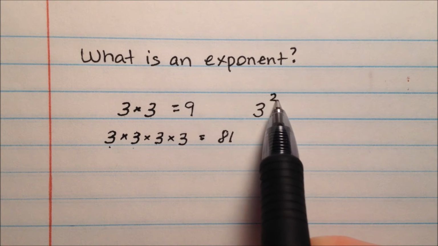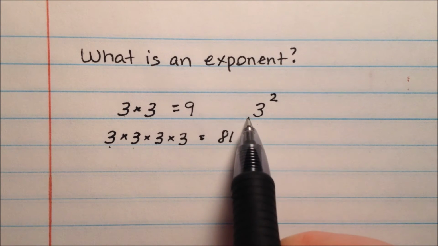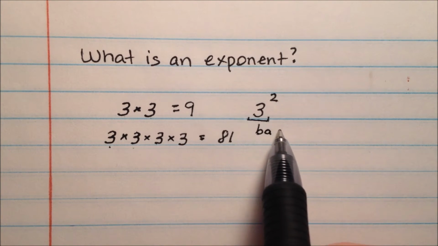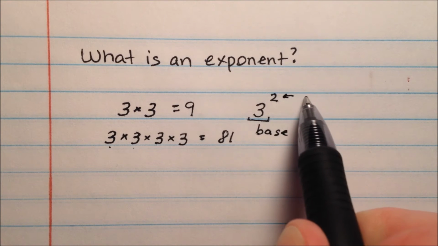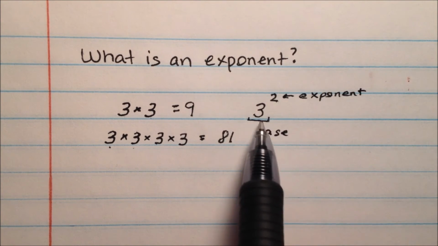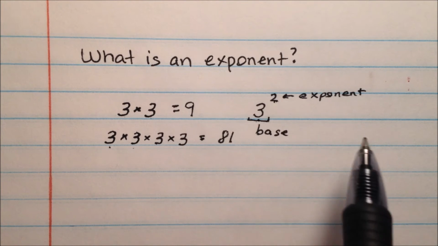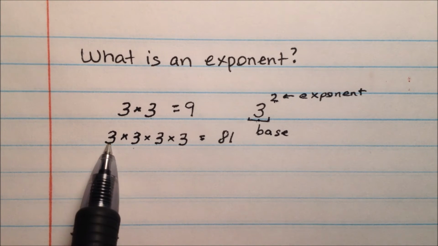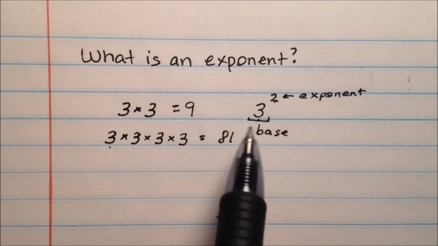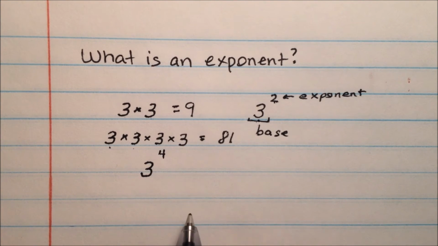Now this 2 up here is called the exponent, and it's going to be a smaller number, raised up a little higher. So this 3 is the base, and this 2 here is the exponent. And this means that we're going to take 3 and multiply it by itself, use it as a factor, and multiply it twice. So down here when we have 3 times 3 times 3 times 3 equals 81, we can rewrite it as 3 to the power of 4.